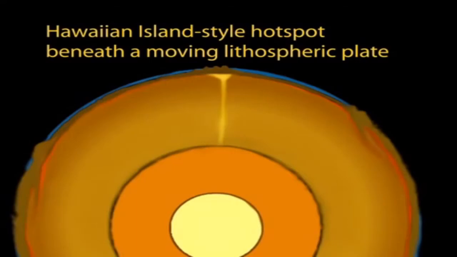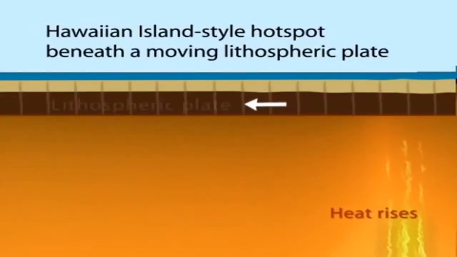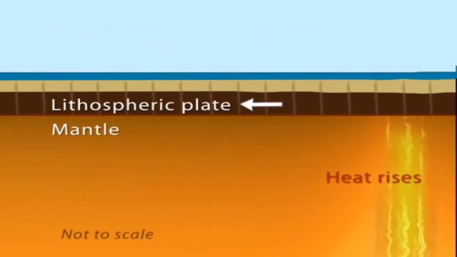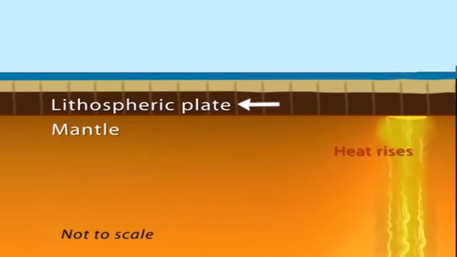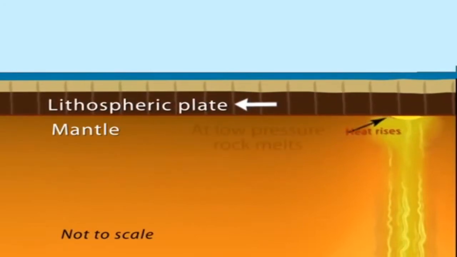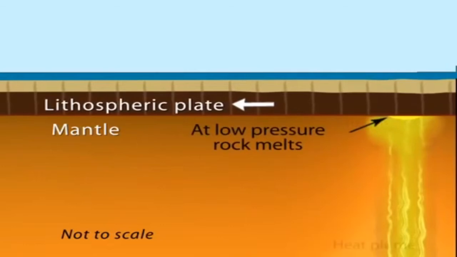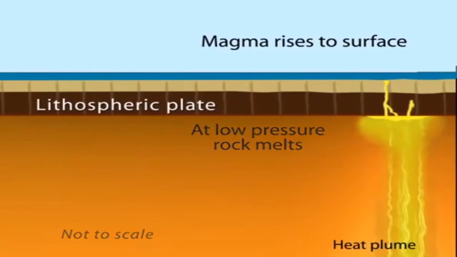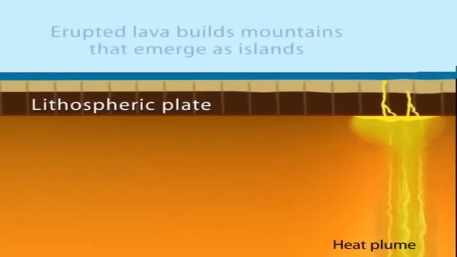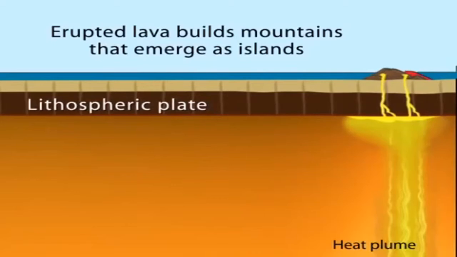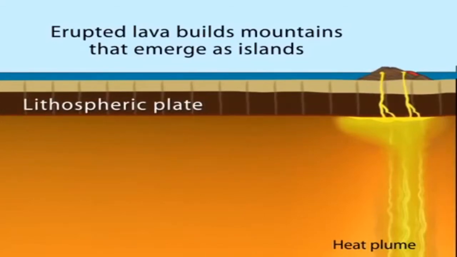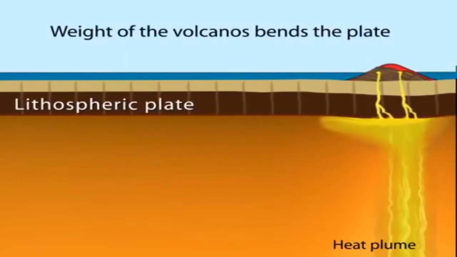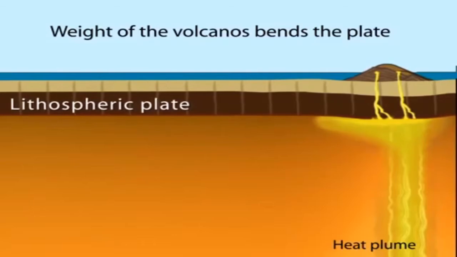Let's zoom in to look at the onset of hotspot volcanism beneath a moving plate. As each pocket of melt stalls, its heat is transferred to adjacent rock. This transfer continues to the base of the tectonic plate, where decreased pressure facilitates rock melting. The magma that forms at the base of this plate rises through the plate in a network of cracks and shallow chambers and erupts on the surface. Over hundreds of thousands of years, large volcanoes build on top of the plate. The weight of the volcanoes bends the plate downward.